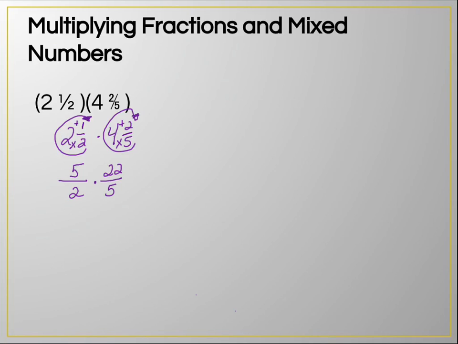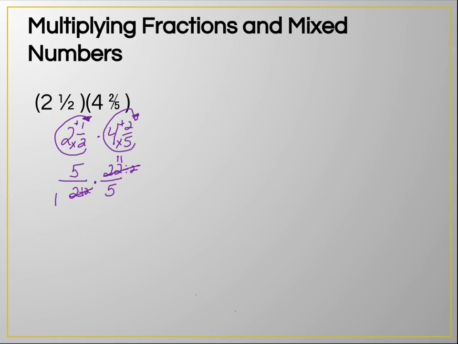Now I'm going to look and ask myself, is there anything that 2 and 22 can both be divided by that will make them smaller? And my answer is yes. I can divide them both by 2. So that's what I'm going to do. 2 divided by 2 is 1. 22 divided by 2 is 11.